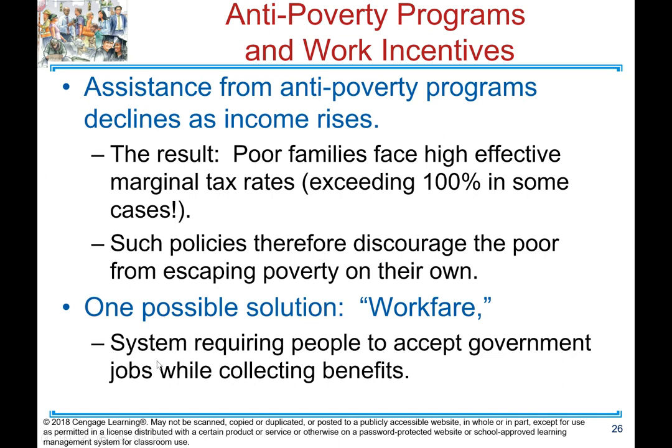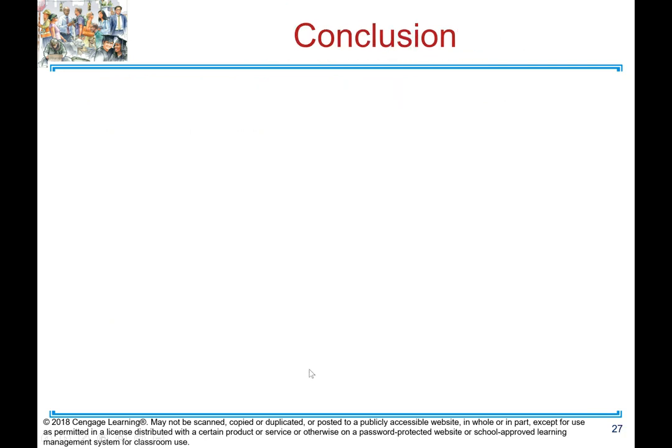Anti-poverty programs and work incentives. Assistance from anti-poverty programs declines as income rises. The result: poor families face high effective marginal tax rates, exceeding 100% in some cases. Such policies, therefore, discourage the poor from escaping poverty on their own. One possible solution is workfare, a system requiring people to accept government jobs while collecting benefits.